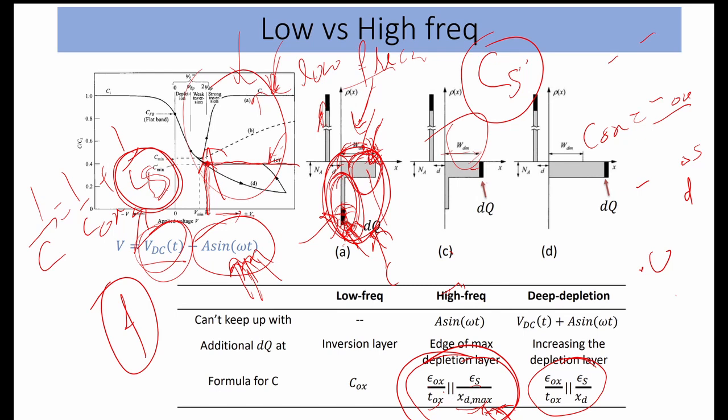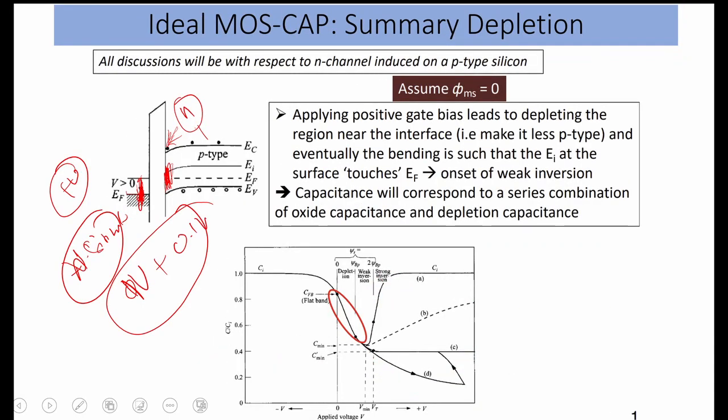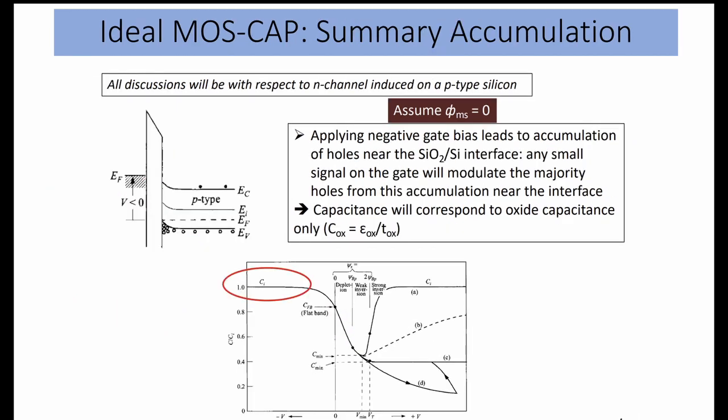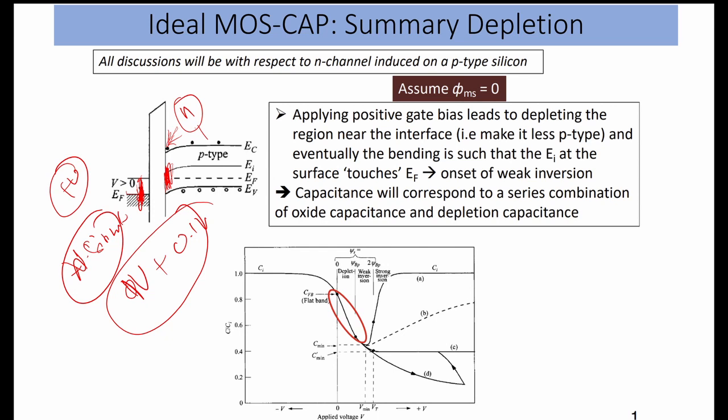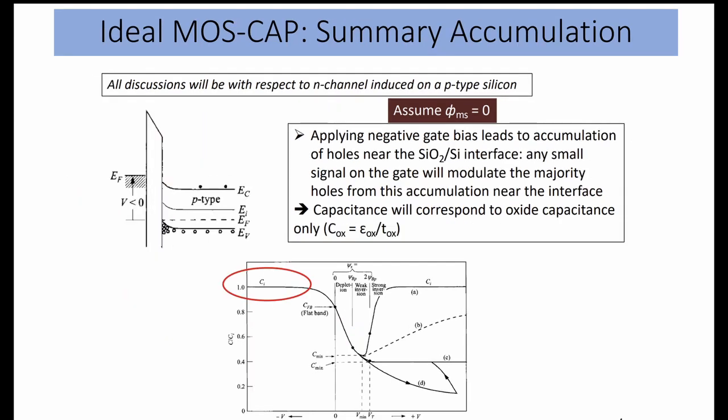And from this point, this is the strong inversion case. From this we can calculate the band bending, psi BP. There are many things we can calculate from here. Let us go over a summary of the accumulation and depletion regions, and from here you will understand in a better way.